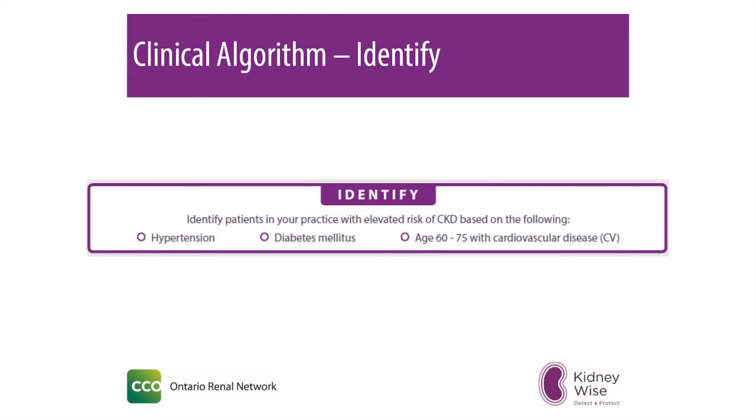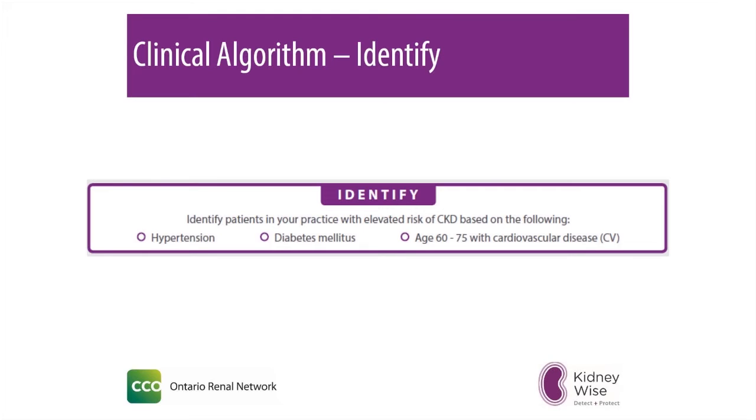The ORN chose a cutoff of age 75 years and older to emphasize caution when considering screening elderly patients for CKD who may have a limited life expectancy. It is likely in these patients that a new diagnosis of CKD will not have a significant impact on their mortality risk. It is also important to note that this identification category is not extensive.